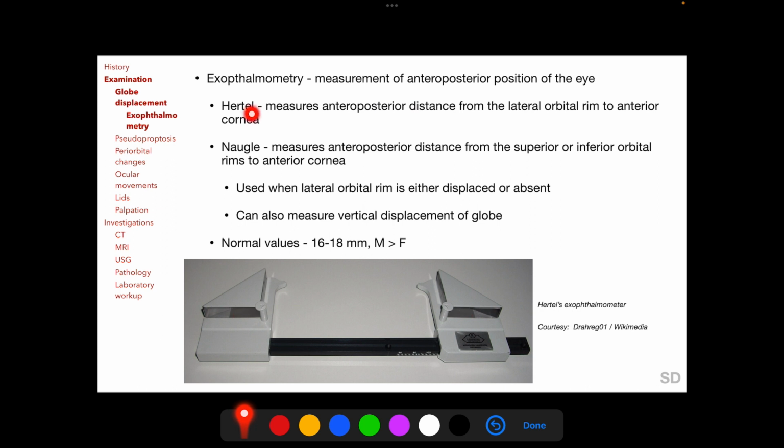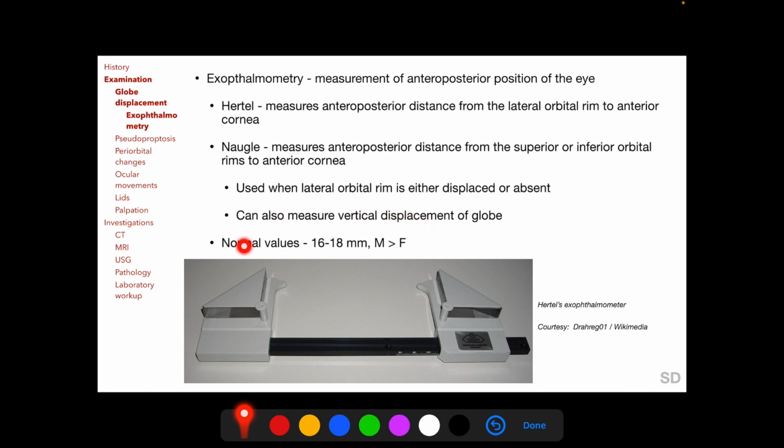The Hertel exophthalmometer, as shown in this picture, measures the anteroposterior distance from the lateral orbital rim to the anterior cornea, and the Nagel exophthalmometer measures anteroposterior distance from the superior or the inferior orbital rim to anterior cornea, and this exophthalmometer is used when lateral orbital rim is either displaced or absent following surgery or trauma, and Nagel exophthalmometer can also measure vertical displacement of the globe.